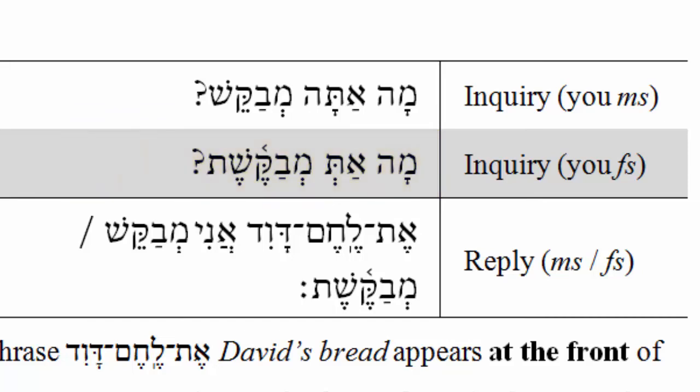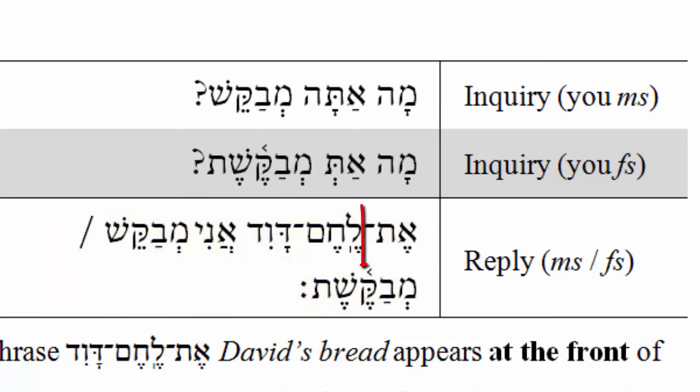The sample reply indicates that the person you're inquiring of is hunting for David's bread. Why would they be hunting for David's bread? Perhaps he loaned it to them and they misplaced it, and now they're trying to find it in order to return it to him. For whatever reason, they're looking for David's bread in this sample reply. Et lechem David ani mevakesh. That's if the person speaking is a man. If the person speaking is a woman, et lechem David ani mevakeshet.